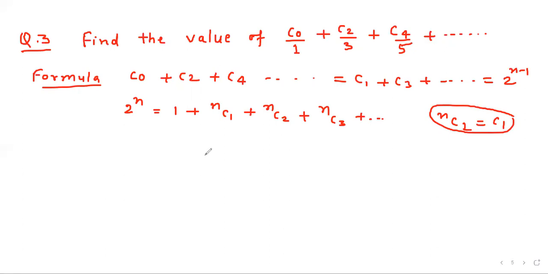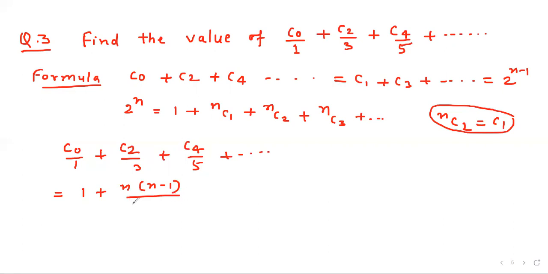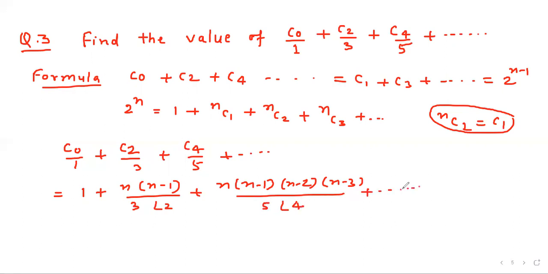Now let's consider the question: C0 upon 1 plus C2 upon 3 plus C4 upon 5 plus and so on. We write the values: 1 plus n into n minus 1 divided by 3 times factorial 2 plus n into n minus 1 into n minus 2 into n minus 3 upon 5 times factorial 4 plus dot dot dot.